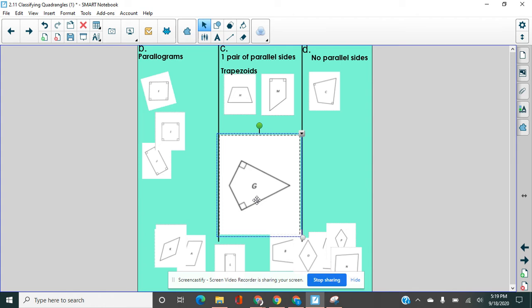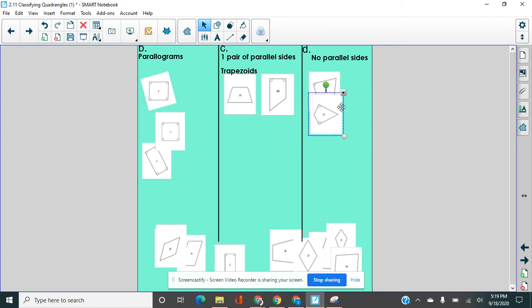Okay, this one, look at the sides here. All right, so here's the top, and the side across from it is here. They would cross about right here. This side and this side, they're not parallel either. So our shape here is going to be neither one of those. No parallel sides.